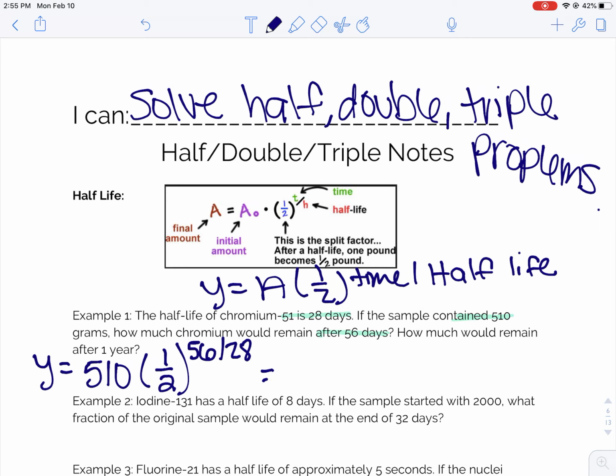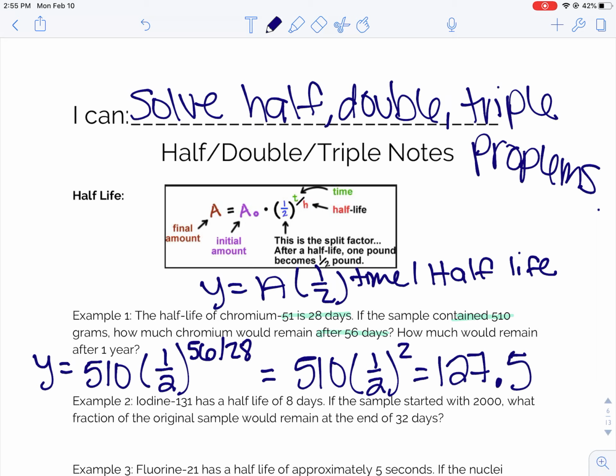So sometimes that will simplify. 56 divided by 28 gives me 2. So I could say 510 times 1/2 raised to the second. And then you just have to plug that into your calculator, and I get 127.5.